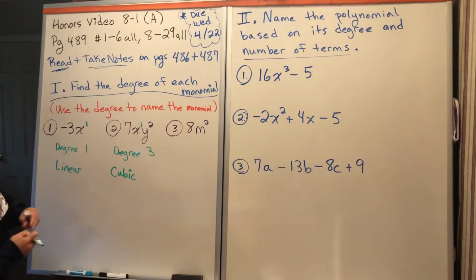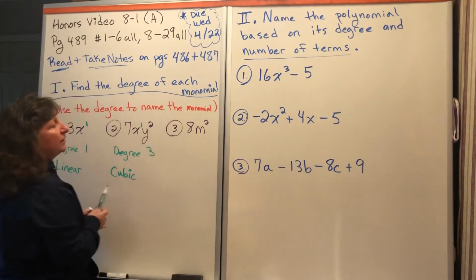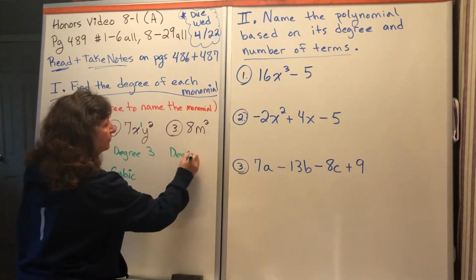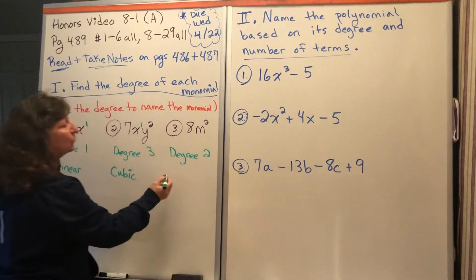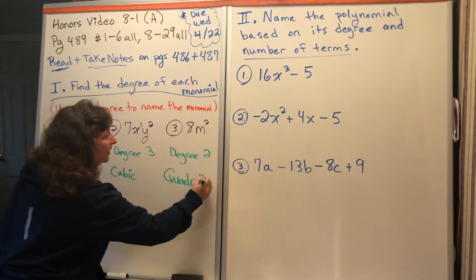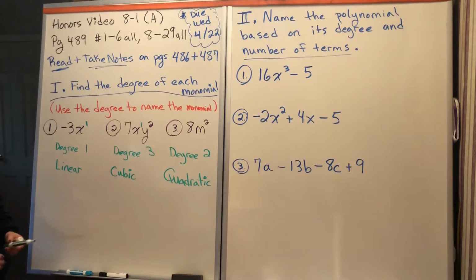And then in problem number 3, this monomial is going to have a degree of 2. And we would call it quadratic. For those of you who studied that a little bit last year, when we get into chapter 9, all of the relationships that we study are going to be quadratic.